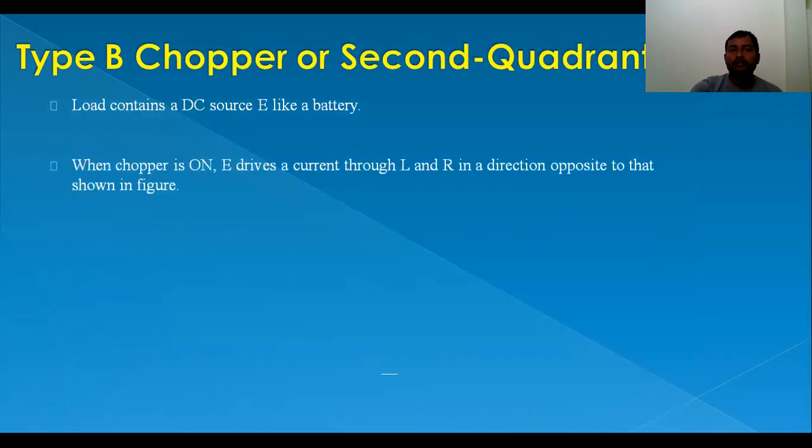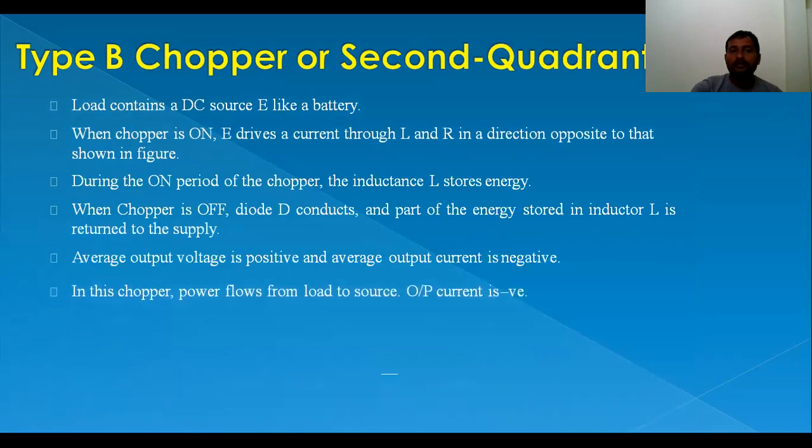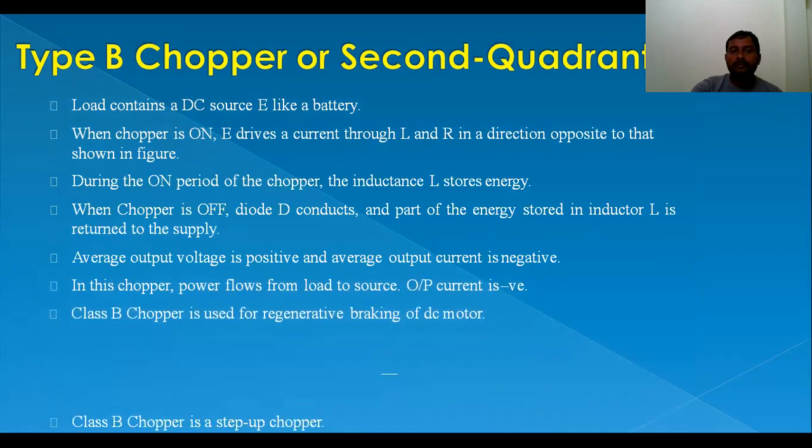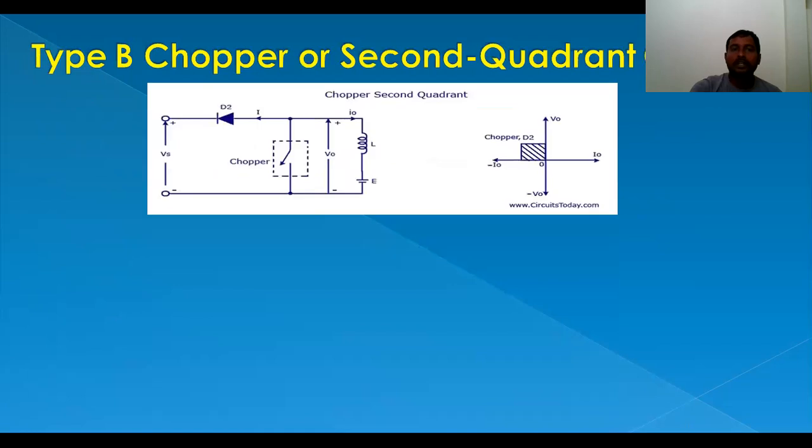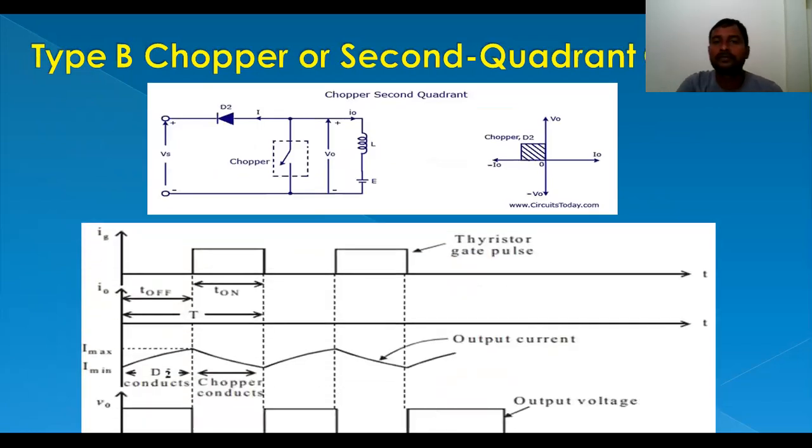And if you take a class B chopper, so this is the class B chopper. This is the connection circuit diagram of the class A chopper and class B chopper. So in this class B chopper, look at this one.